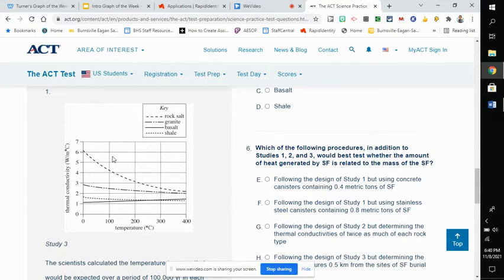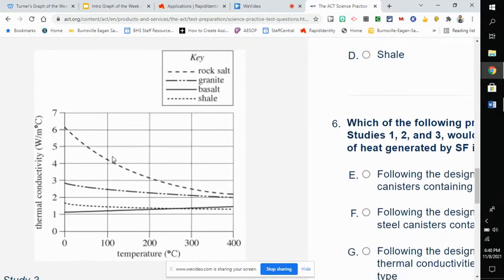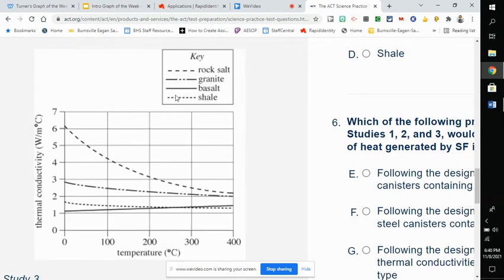This graph, and I'm going to go ahead and zoom in so you can see a little bit better. There's a key to the graph, okay? It's showing thermal conductivity on the y-axis, 0 to 7, and temperature in degrees Celsius. So you can imagine 0 degrees Celsius, that's freezing point of water, 100 degrees is boiling point of water, 200 degrees, 300 degrees, 400 degrees. So as you're heating up the temperature, right, the thermal conductivity and what occurs with that. And then in the key, it shows you the different rock types: rock salt, granite, basalt, and shale.